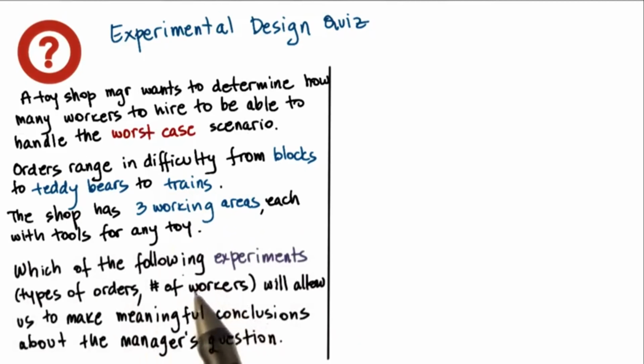Which of the following experiments, represented as a tuple of the type of order being processed and the number of workers that process the order, will allow us to make meaningful conclusions about the manager's question?